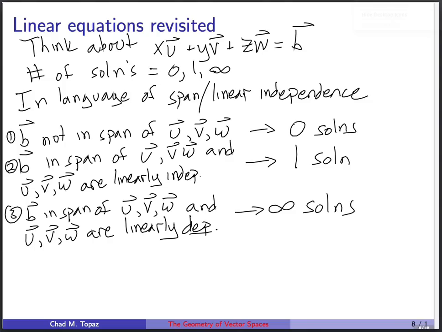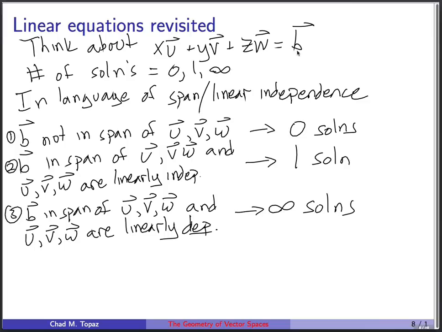Let's revisit linear equations. Just for the sake of concreteness, suppose I give you vectors u, v, w. I'm just picking 3, but there's nothing special about having 3 vectors. And suppose we'd like to solve xu plus yv plus zw equals b. In other words, b is the vector we're trying to get to. We're asking if there are multiples x, y, and z we can take of u, v, and w in linear combination to get to our target vector. You might remember from previous screencasts that there can be 0, 1, or infinite number of solutions, and we want to now try to understand this in the language of span and linear independence.